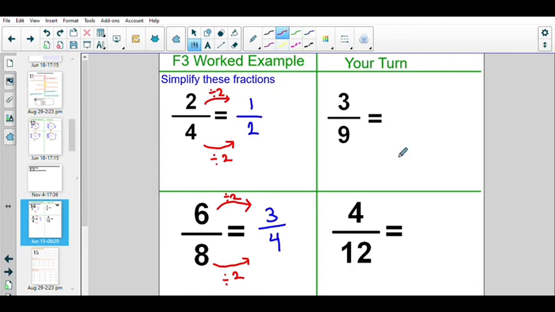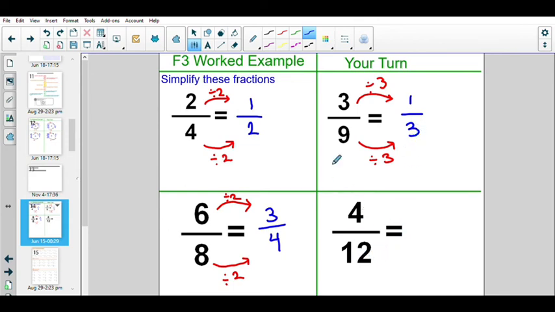Please pause the video and have a go at these questions. Okay, your answer should be the same. We need to see what number can go into both 3 and 9, and both of them can go into 3. So 3 divided by 3 is 1, 9 divided by 3 is 3.